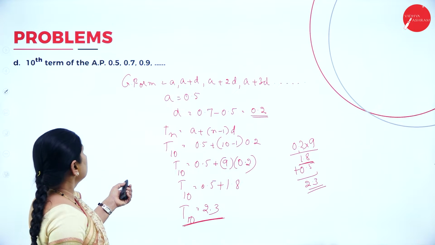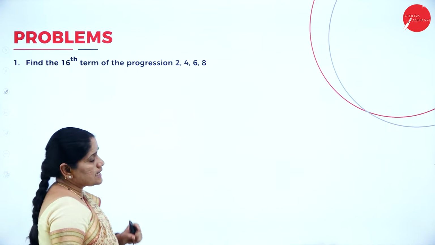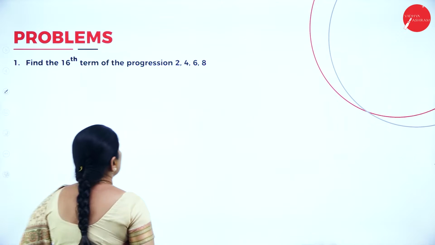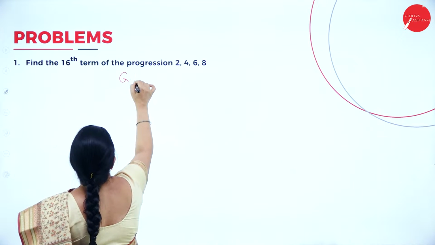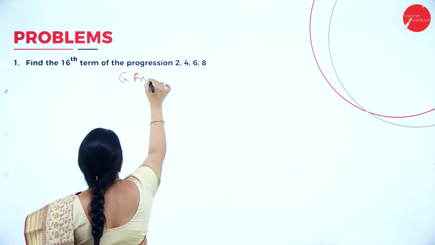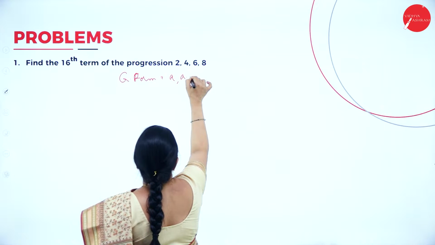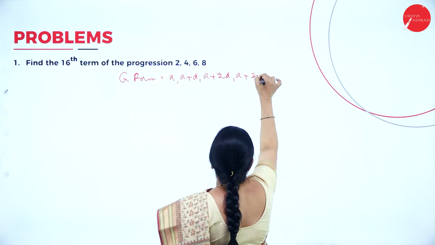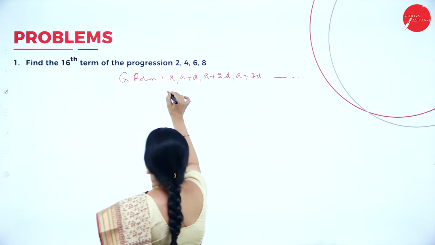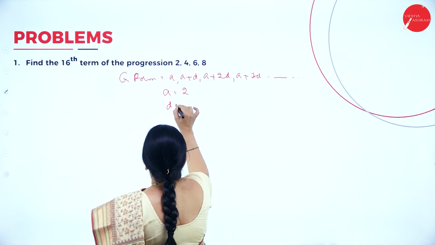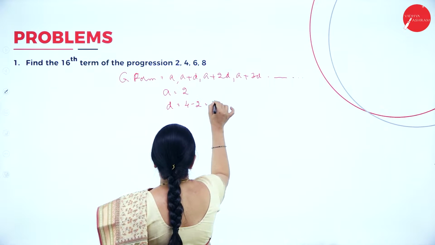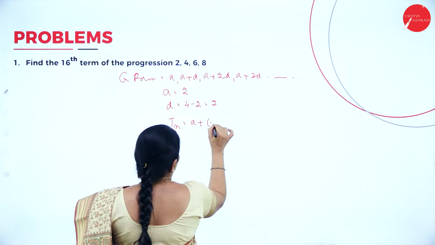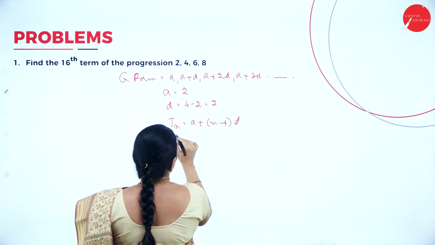Okay, now the next one. Find the 16th term of the progression 2, 4, 6, 8. Now the general form is A, A plus D, A plus 2D, A plus 3D, and so on. Now A equals 2, D equals 4 minus 2, that is 2. Now Tn equals A plus n minus 1 into D.